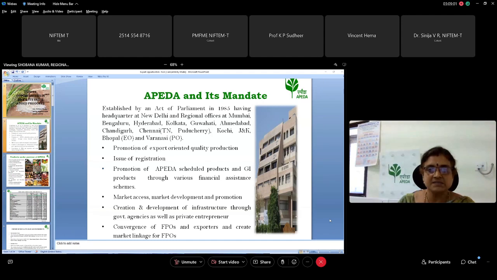For market access, market development and promotion also, we keep taking the leading exporters or the budding entrepreneurs. We also assist them in creating and developing infrastructure facilities in their unit. Also, the financial assistance is extended to central and state government agencies.